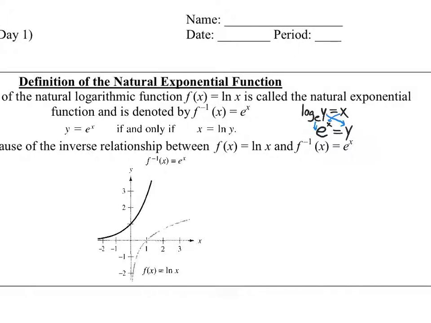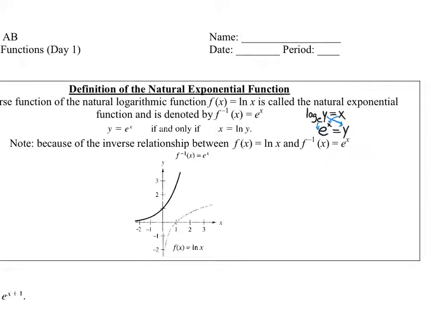So we're going to use that here to see that inverse relationship. And you can see the graph here as well. The natural log has a vertical asymptote at x equals 0. The exponential function e to the x has a horizontal asymptote at y equals 0. You can see that they are reflections across the line y equals x.